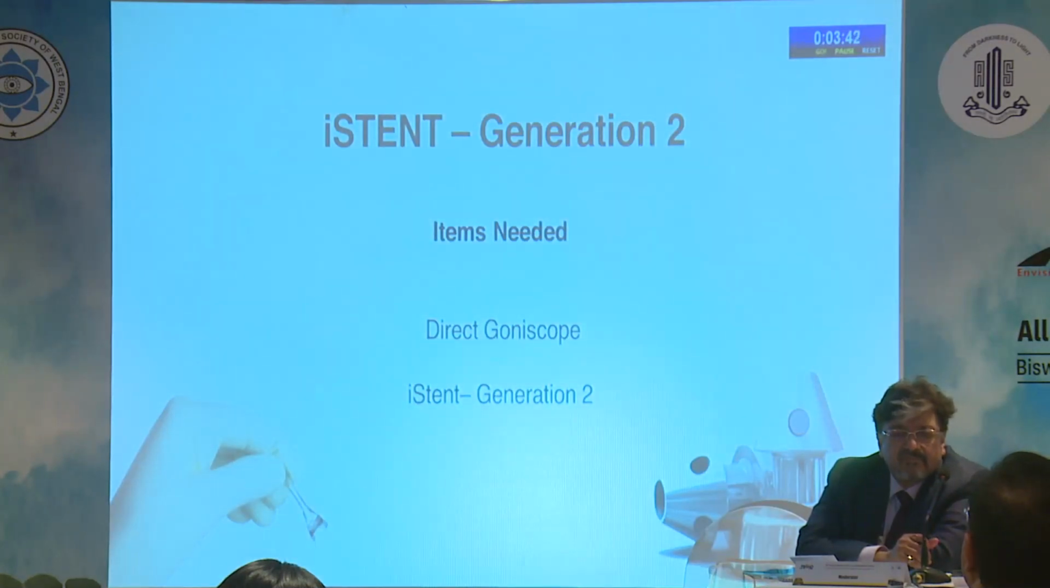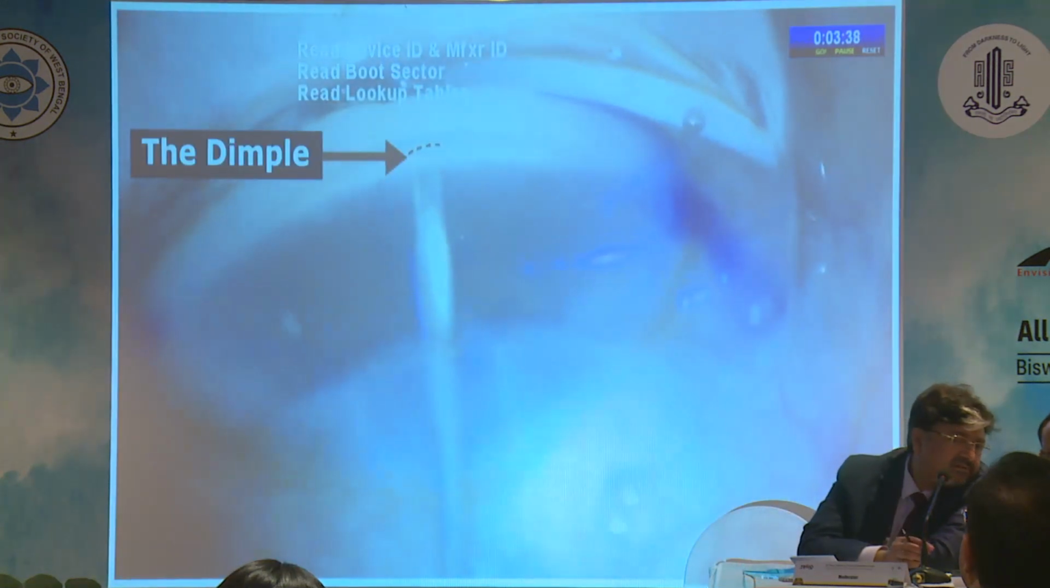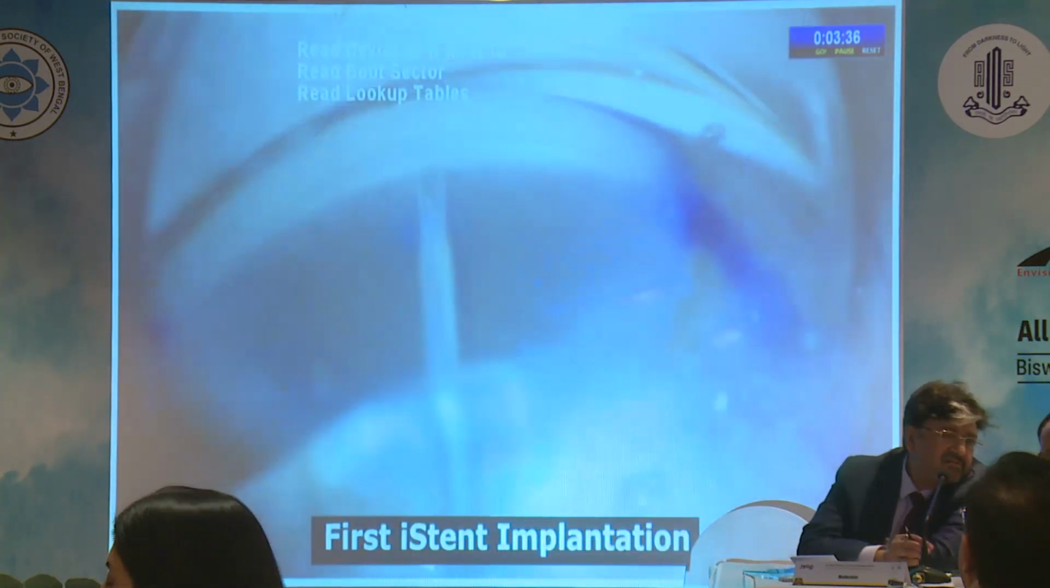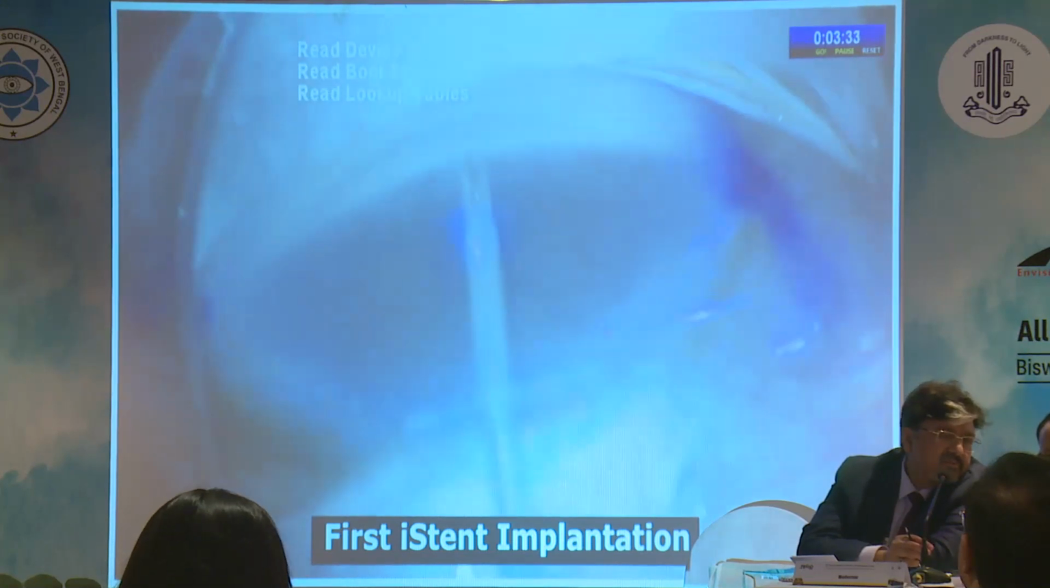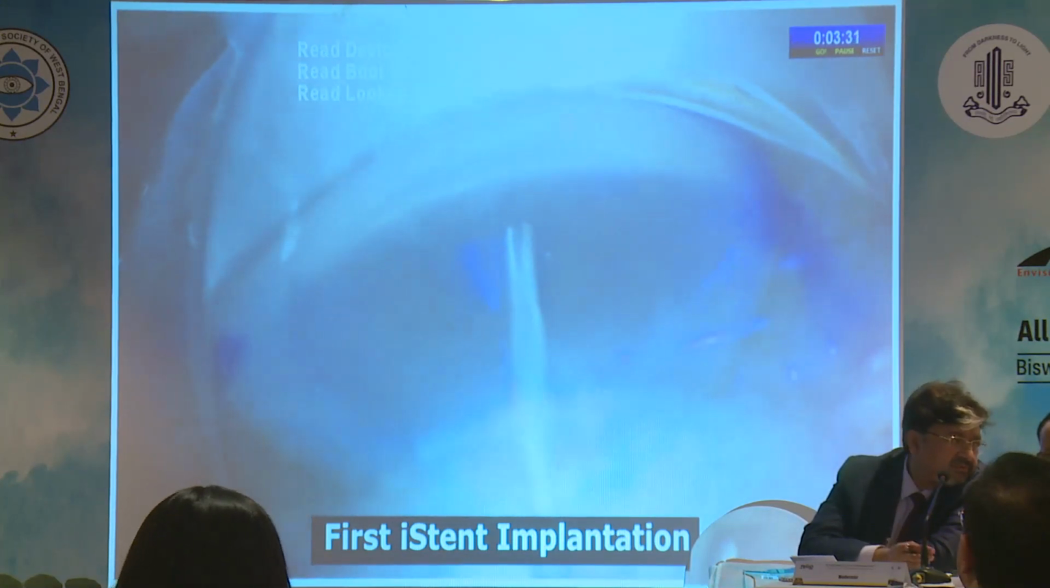iStent Generation 2. Items needed are direct gonio and iStent Generation 2. For proper placement of the G2 iStent, we need a proper dimple at the angle depicting good firmness to ensure that the iStent is well placed within the trabecular meshwork.